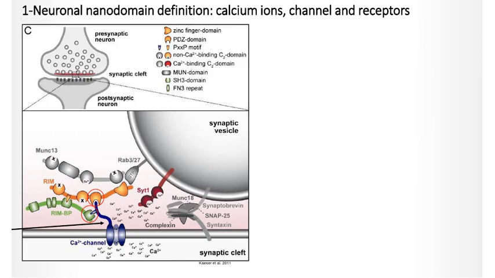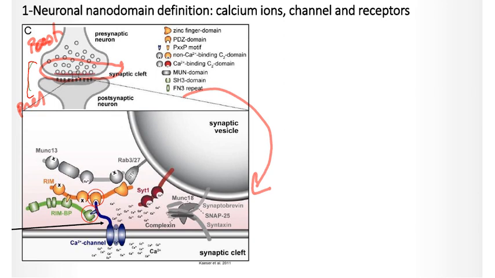So, point one: what are these neuronal nanodomains? How can they be defined? To discuss this, I would like to take the example of the synapse between a pre- and a postsynaptic neuron. What if we look specifically at the region in the presynaptic terminal, where we have a magnification here?